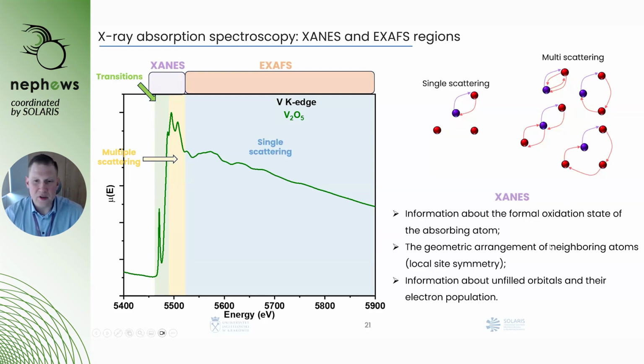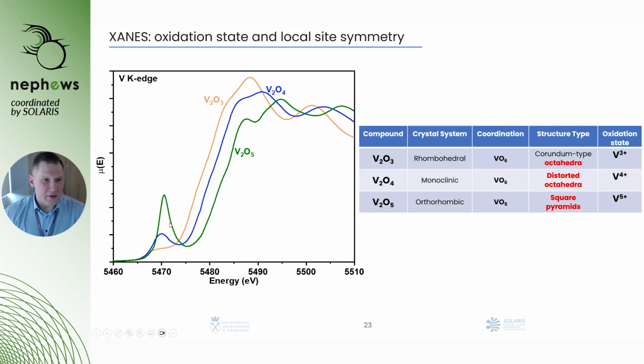We could get information about the geometric arrangement of neighboring atoms, so we could get information about local site symmetry, and we could get information about unfilled orbitals and their electron population. Okay, and let's have a closer look at the pre-edge features of the spectrum of the oxides.